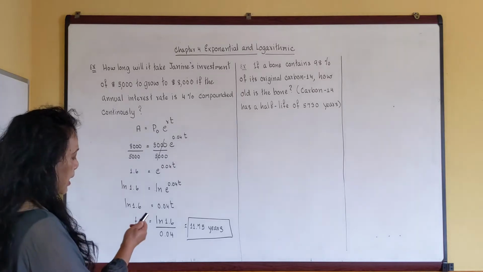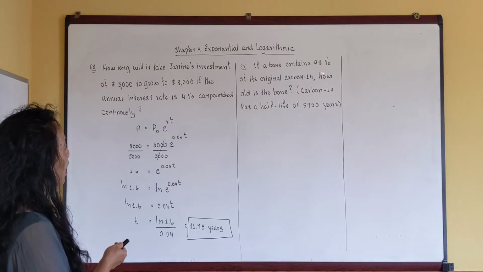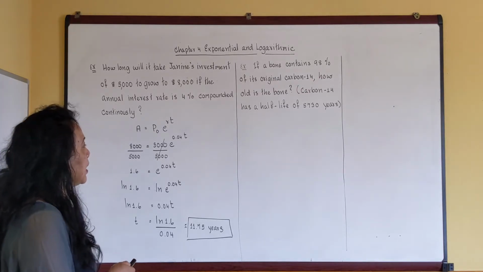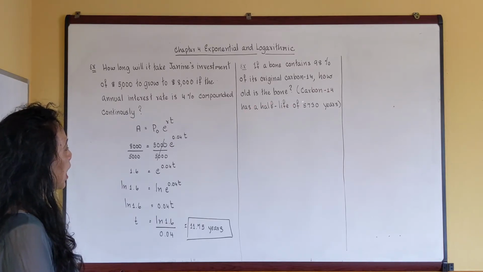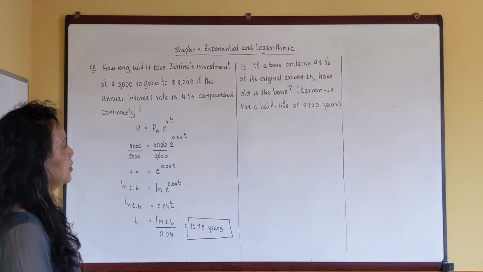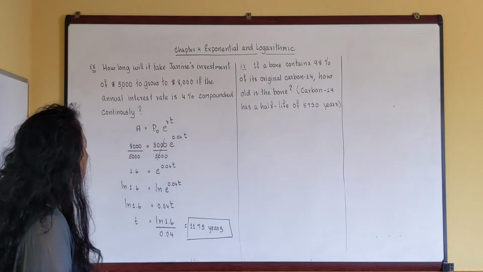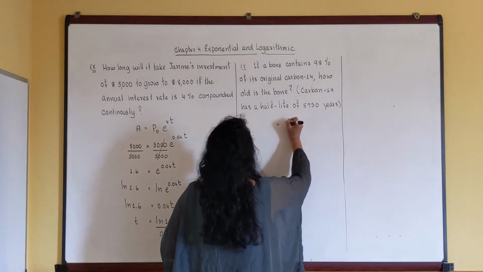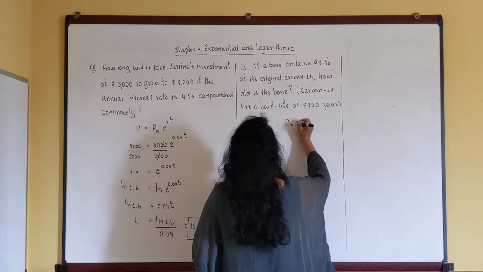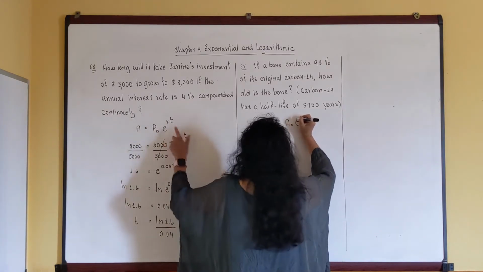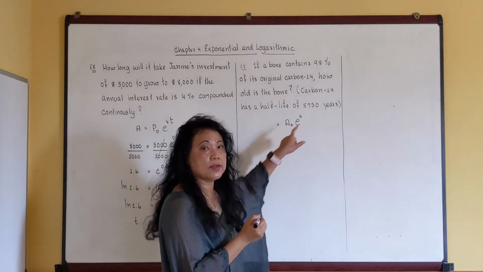If a bone contains 98% of its original carbon-14, how old is the bone? That's the question. And the formula: carbon-14 has a half-life of 5,730 years, so I'm going to use this formula here. We don't know what the original amount is, and we have e here. Think of k as a constant. We don't know that constant either.